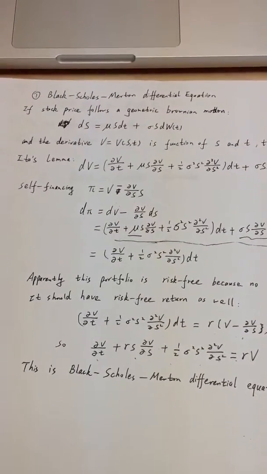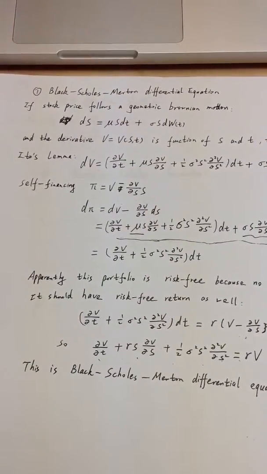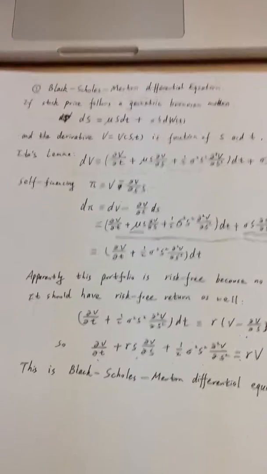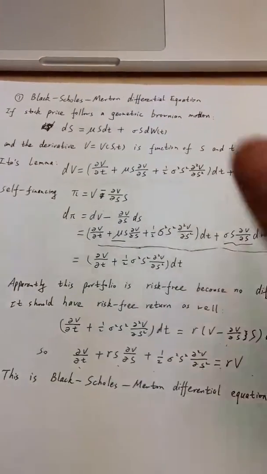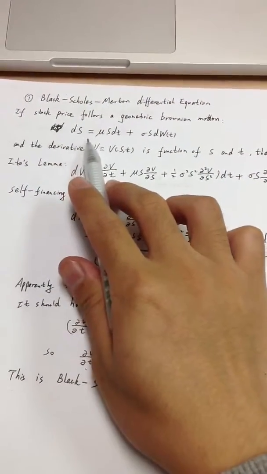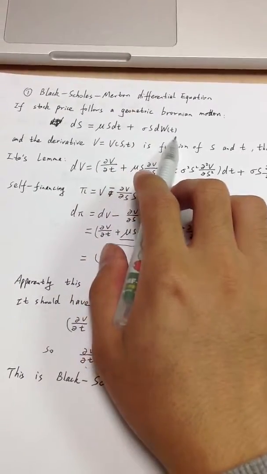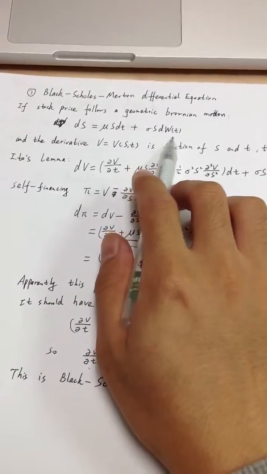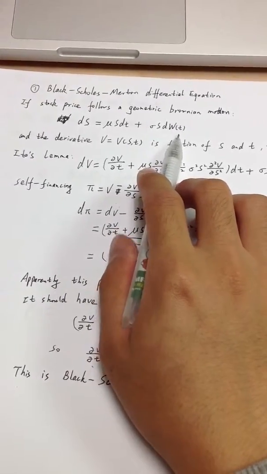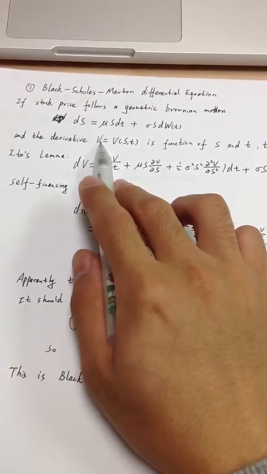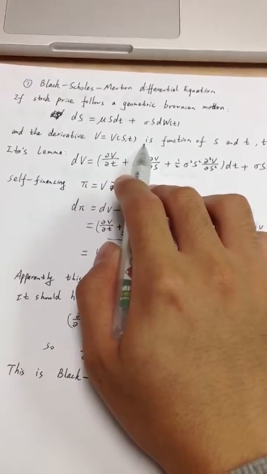For the first part, let's take a look at the background of the Black-Scholes formula. Suppose the stock price follows a geometric Brownian motion: dS equals μS dt plus σS dW_t. W_t is the standard Brownian motion, and the derivative V is a function of S and t.